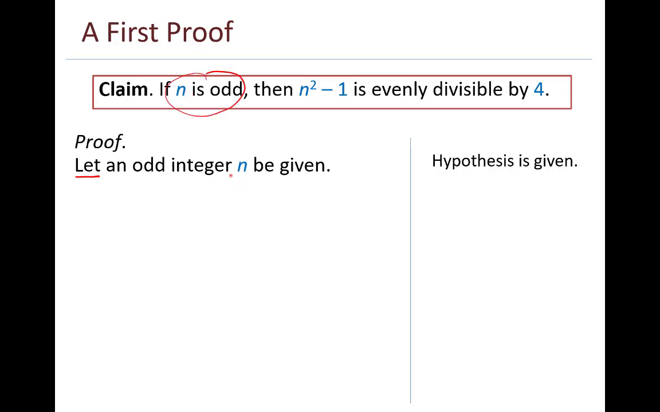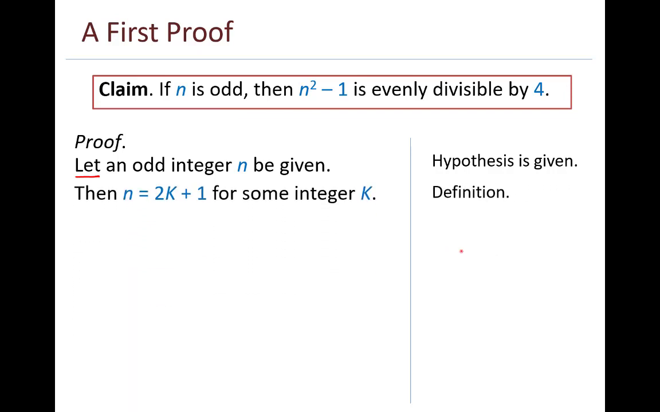So I'm declaring a variable. I say, hey reader, as I write to you, I'm going to be using this letter n a lot. And whenever you see this letter n, just know that n really represents an odd integer. Let it be given, just some odd integer. The second step, immediately after that, is to apply the definition.